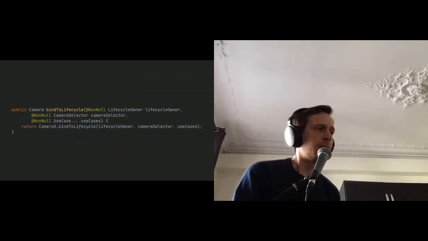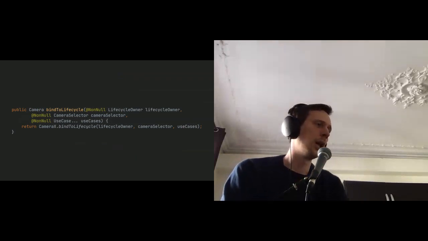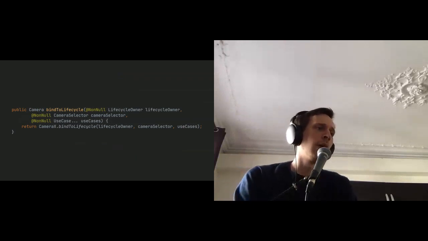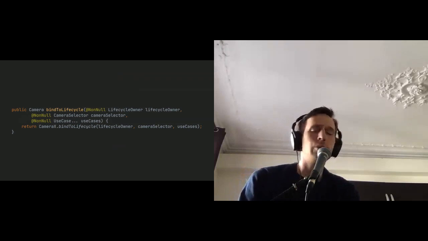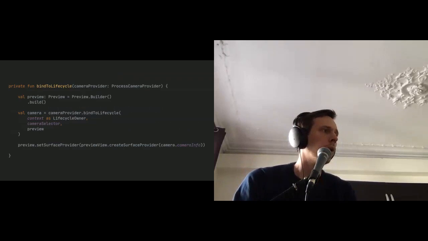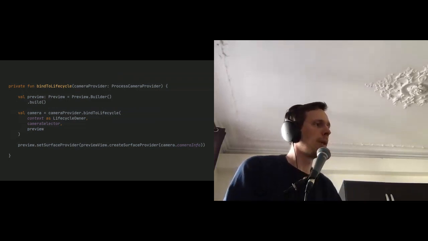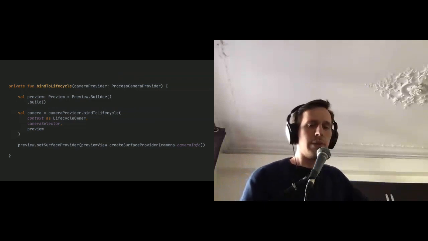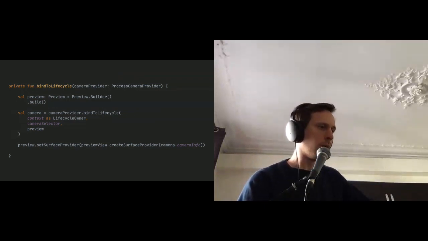This bind to lifecycle is using a camera selector and has an array of use cases. And then I can bind all the camera and use cases to my lifecycle from my custom view. So basically, bind to lifecycle is quite straightforward here. I have a preview, I have a camera, and everything here is context as lifecycle, camera selector, and just one use case, preview. And with this, I have already the surface view set, and I can see the feedback from the camera in my app.